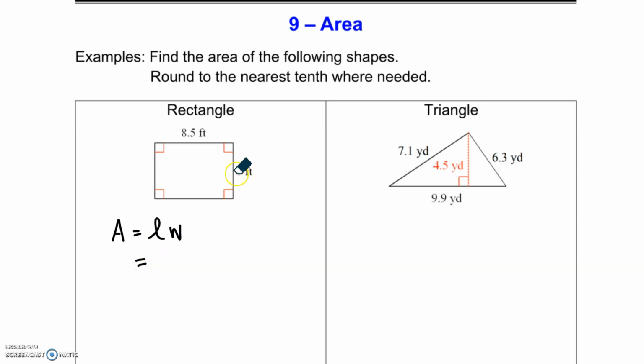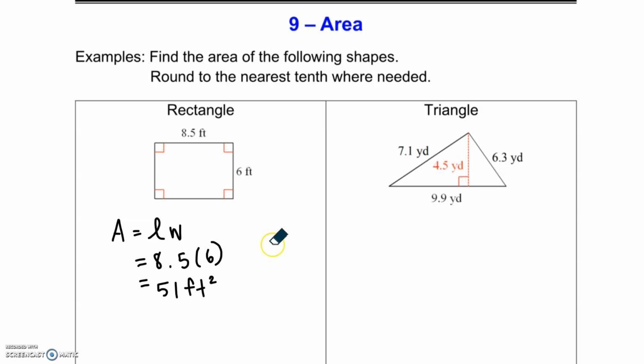I can see the dimensions of my rectangle. It's 8.5 times 6. I'm going to do the substitution with brackets to show multiplication, and then we'll put it in my calculator. So 8.5 times 6 is 51. And the units for area are going to be feet squared.